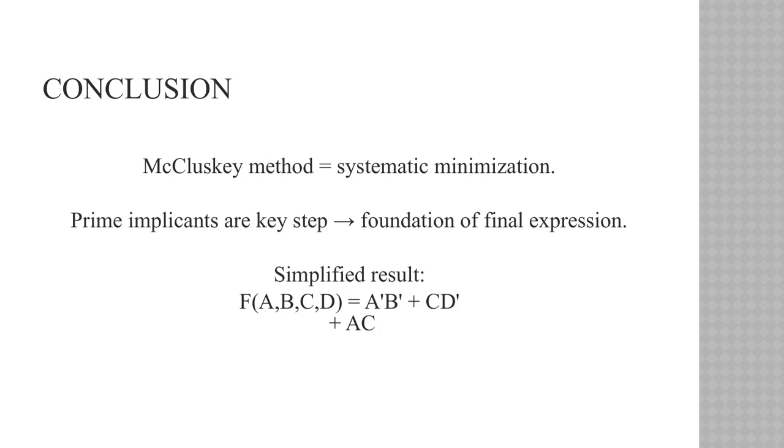So, in conclusion, the McCluskey method is a systematic way to minimize Boolean expressions. It helps us break down complex logic into simpler, more efficient forms. Prime implicants are really the key step here because they form the foundation of our final expression. They ensure we don't miss any essential parts of the logic while simplifying. When we look at the simplified result, it's expressed as f of a, b, c, d equals plus cd plus ac. This shows how we combine the prime implicants into a minimal, efficient form. Overall, this method provides a clear, structured approach to simplifying logic functions, which is crucial for designing optimized digital circuits.